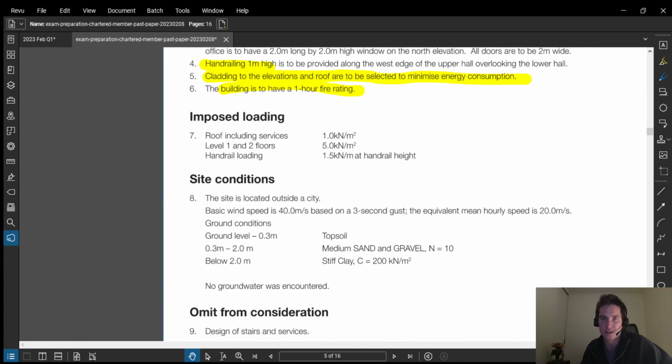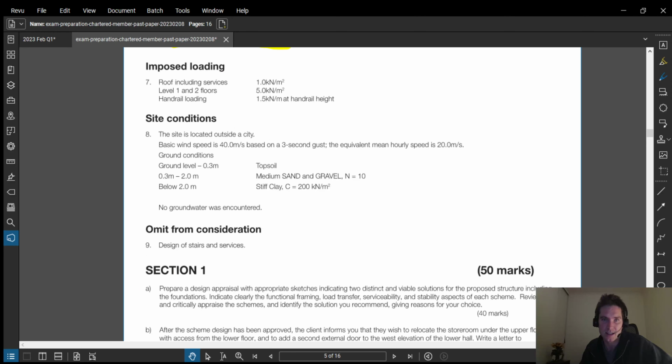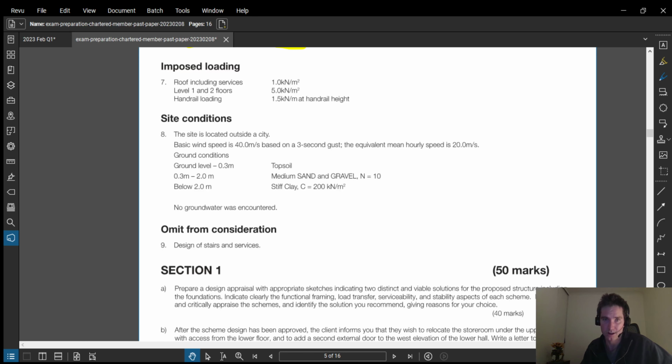So imposed loadings, again, this is more relevant for section 2, but there they are. Site conditions, so it's outside of a city. Here are the wind speeds. Again, this is more for section 2 when you're doing your calcs. Ground conditions, this is very much relevant for section 1. And again, if you haven't already, go back and look at my foundation video where I talk about how to interpret the different soil conditions and what these properties mean.